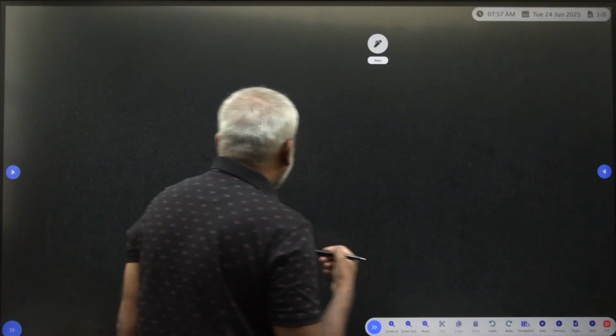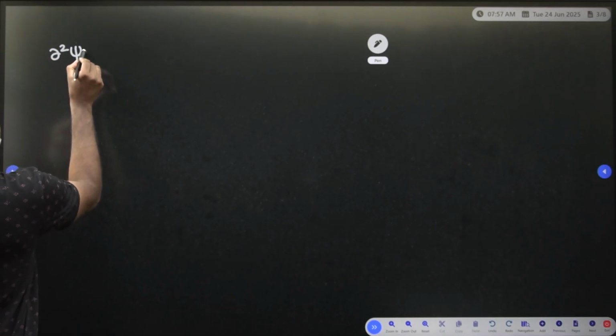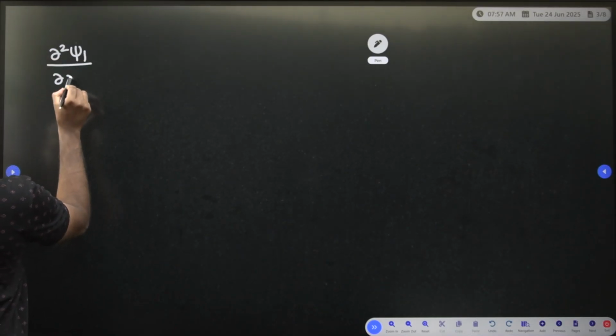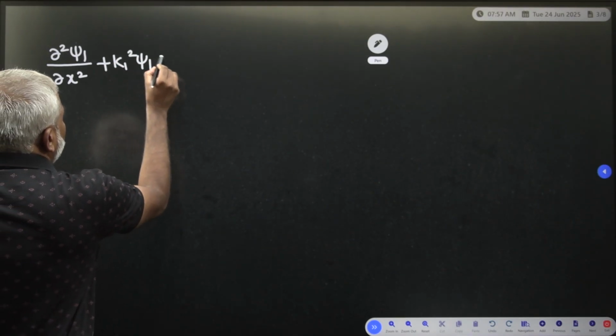Now we need to solve this expression. How do we solve it? Dou square psi 1 by dou x square plus k1 square into psi 1 is equal to 0.